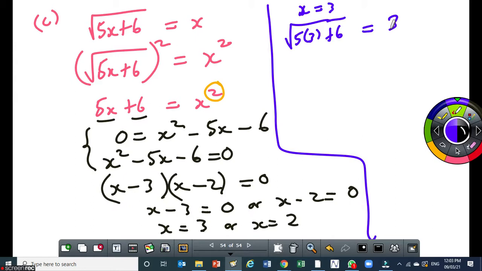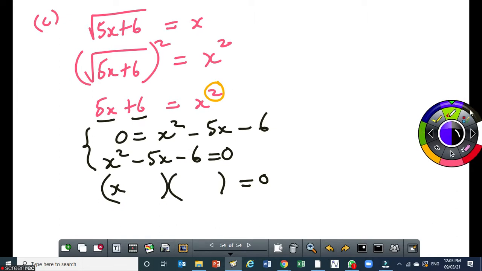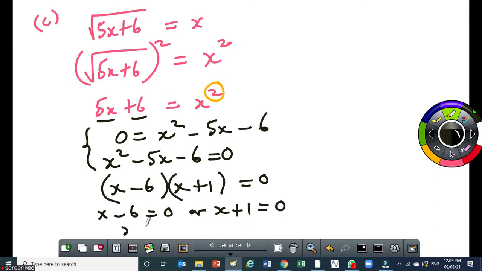Oh, sorry. My factorization is not right. Okay. Let me redo the factorization. I also saw it just now. My factors are not correct. Okay, let me redo that. Sorry. So this will be x, that should be minus 6, and that will be positive 1. So this becomes x minus 6 equal to 0, or x plus 1 equal to 0. So you get x equal to 6, or x equal to minus 1.